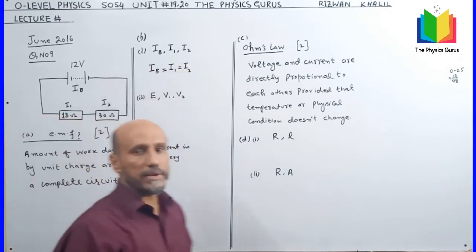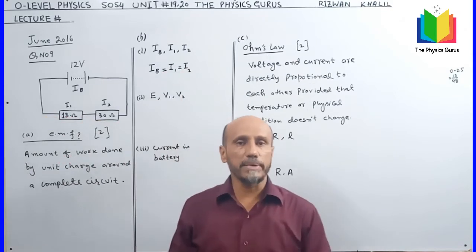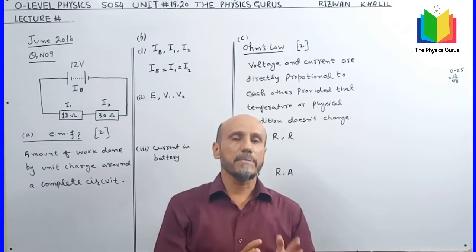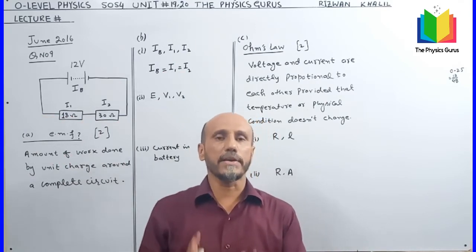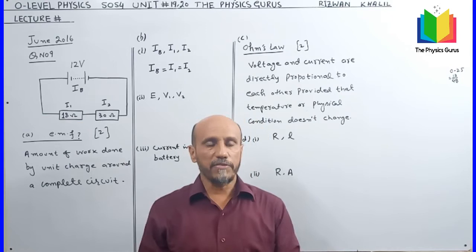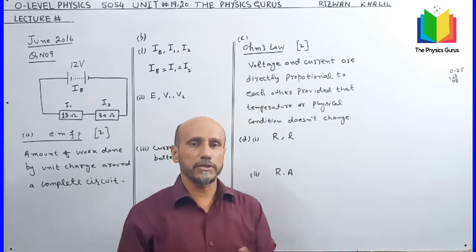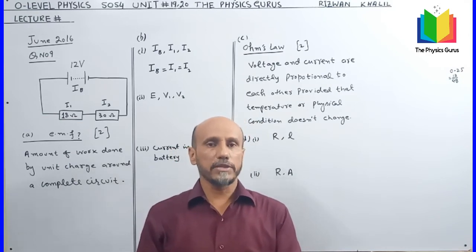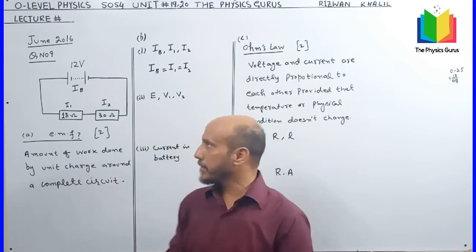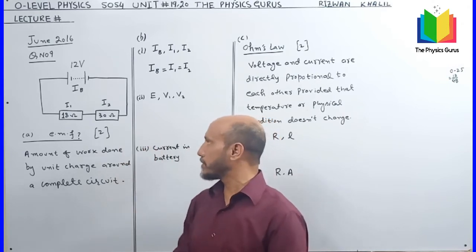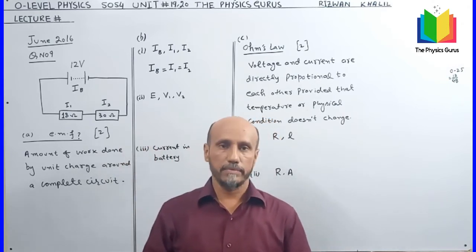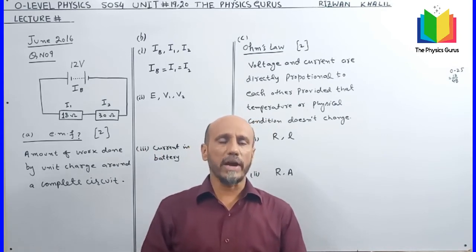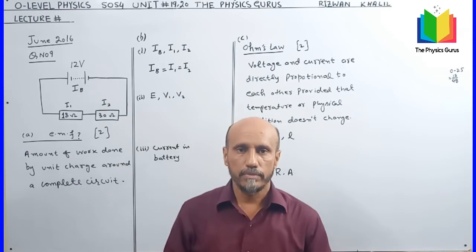Again, why have I written it over here? Because in a series combination, the current passing through each resistor remains the same, equal to the current of the battery. If 5 ampere current is passing through the battery, then 5 ampere current will be passing through 18 ohm, and 5 ampere current will be passing through the 30 ohm resistor as well. So this is the reason I have written IB is equal to I1 is equal to I2.